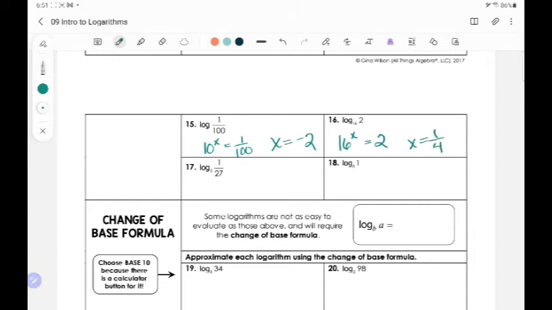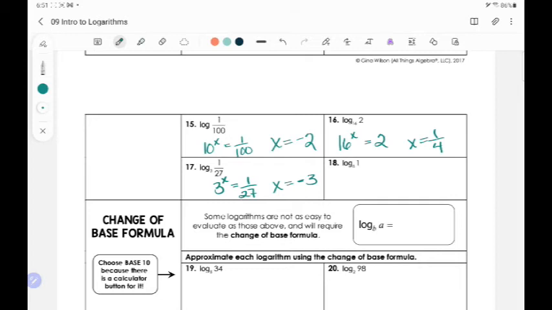Then we go to number 17, log base 3 of 1/27th. So that's going to be 3 to the x equals 1 over 27. We're in another situation where we know it's going to be negative. 3 to what power gives us 27? 3 times 3 is 9, times 3 again is 27. So x equals negative 3. The negative is what gets us in the denominator.